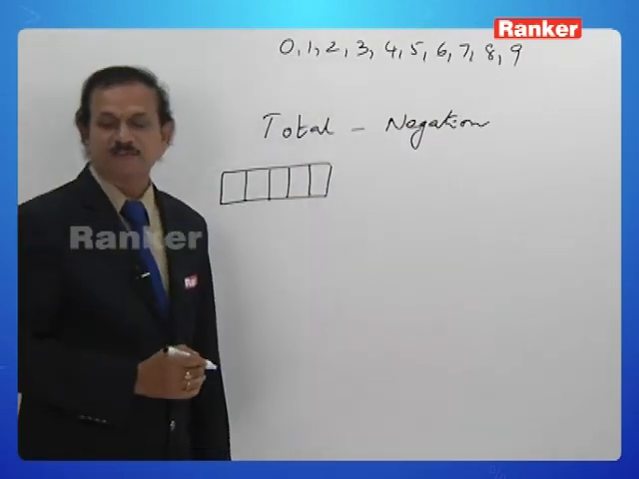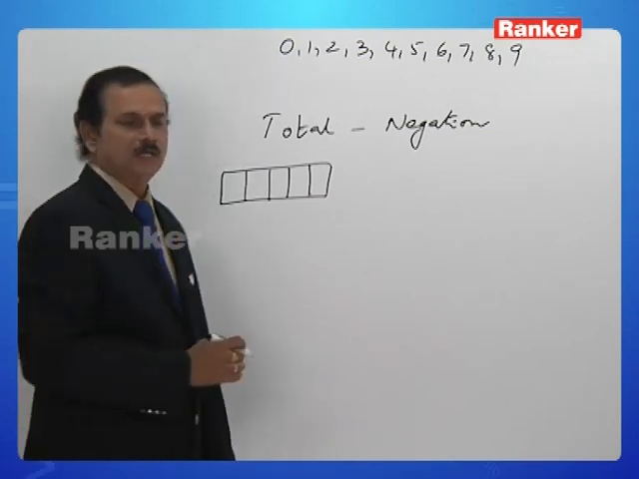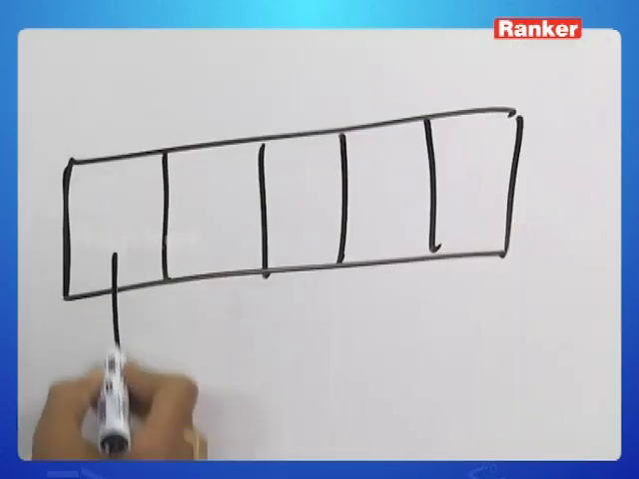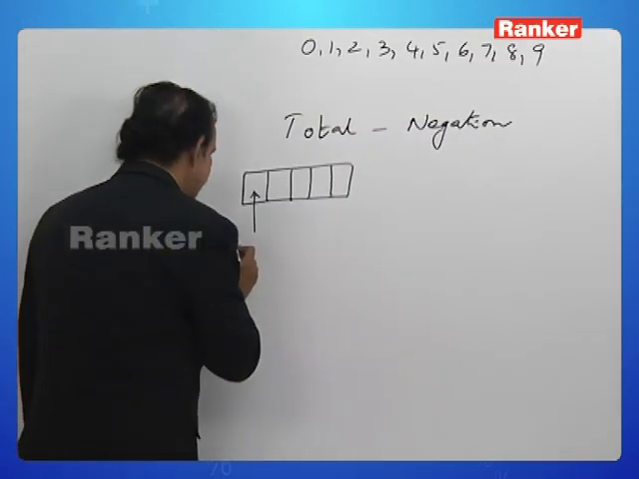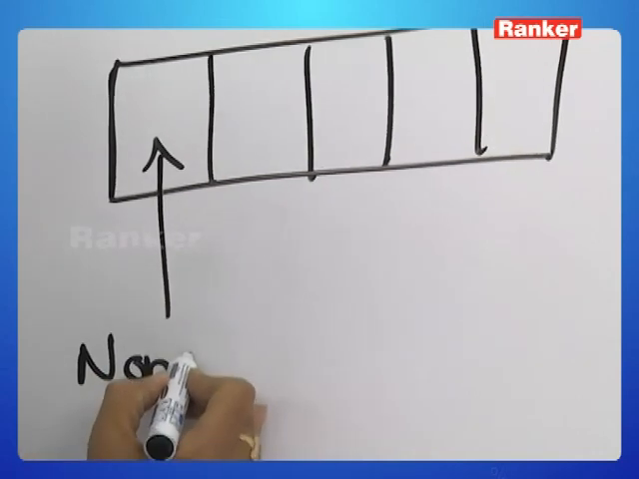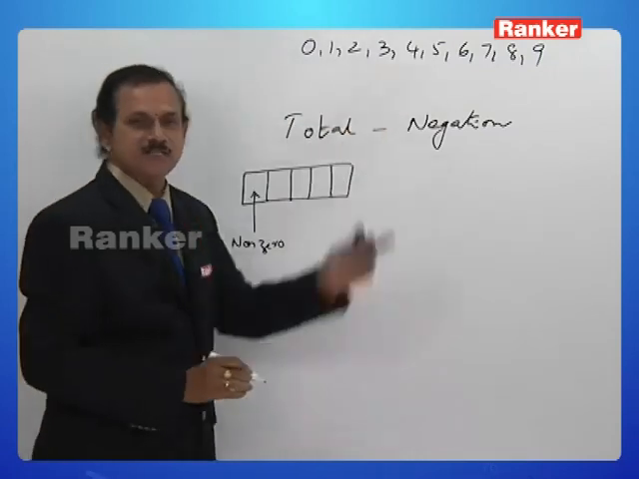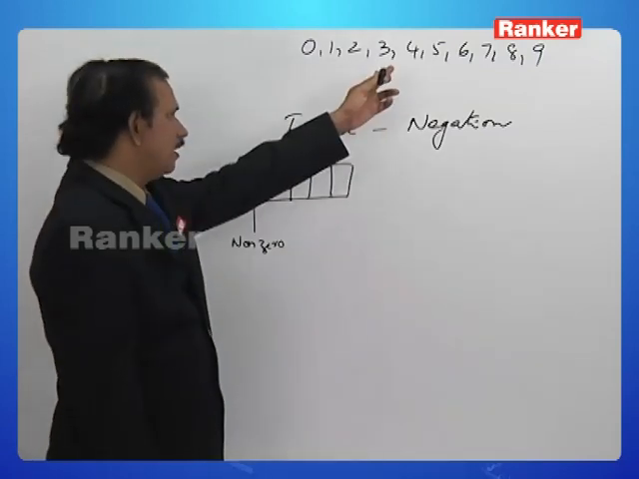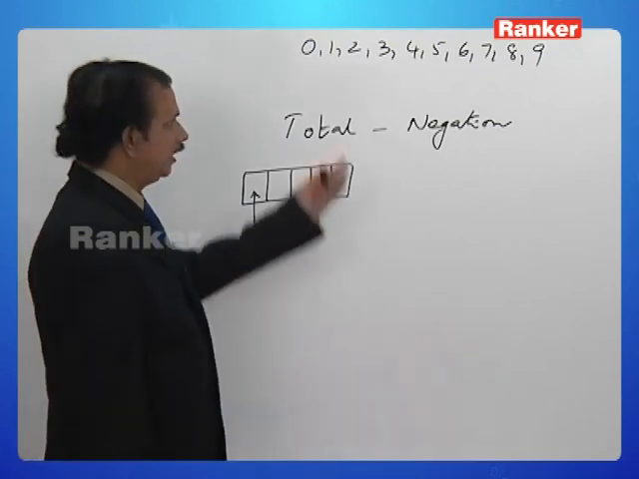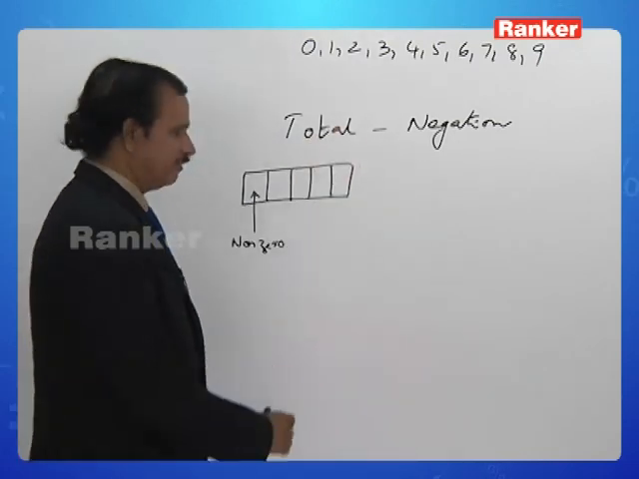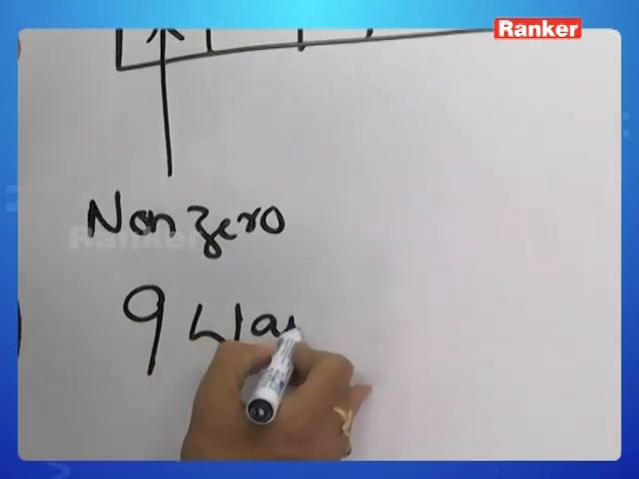To frame a 5-digit number means we are supposed to fill 5 places. In the first place, how many ways can you fill? In the first place, there must be a non-zero digit. Altogether 10 digits are given. How many non-zero digits are there? 9 non-zero digits are there. With any one of those 9 non-zero digits, you can place here in how many ways? 9 ways.